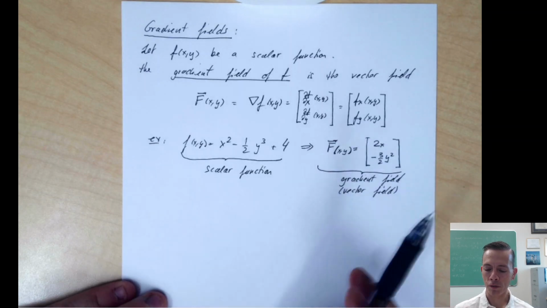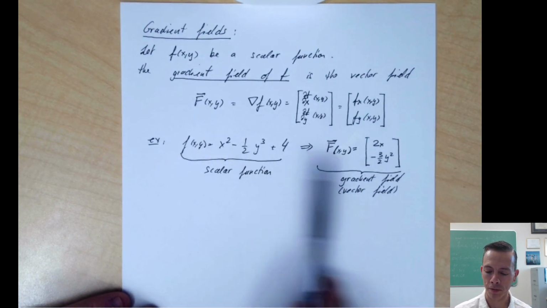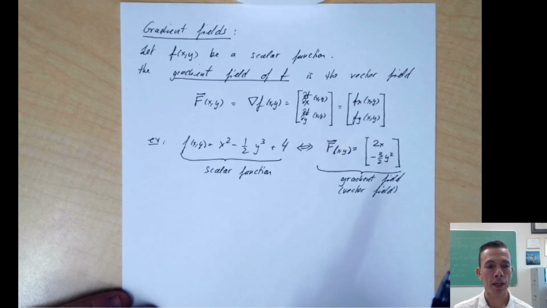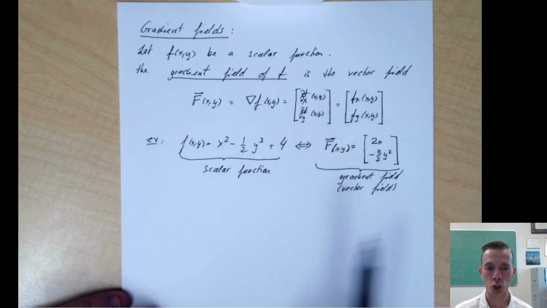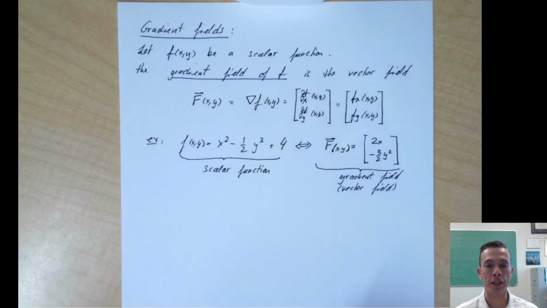So there are many ways to flip back and forth between scalar functions and vector fields. There's a close relationship between these two kinds of functions, and we'll see there are many theorems and shortcuts that you can use by using one instead of the other depending on the application.